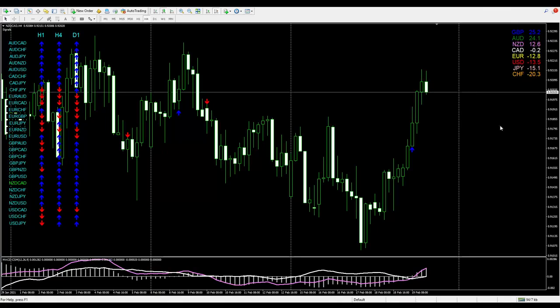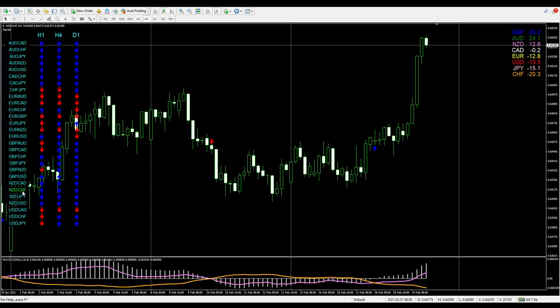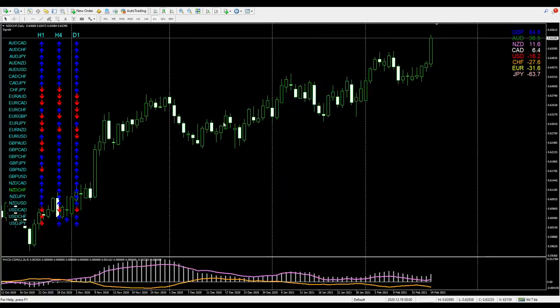CAD. But this week there will be more buy signals on NZD CAD, and once it hits our setup on Fibonacci levels, we could enter a trade on NZD CAD. So let's check for NZD CAD this week. On NZD CHF, this is a little bit tricky again.